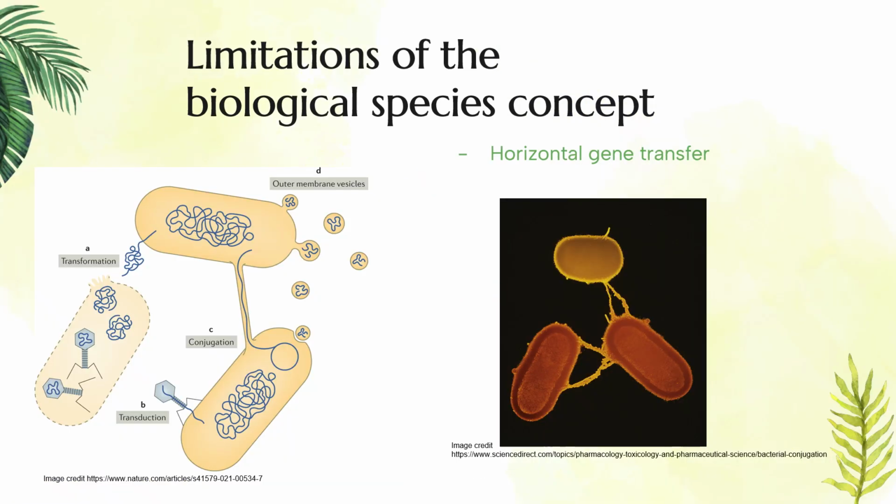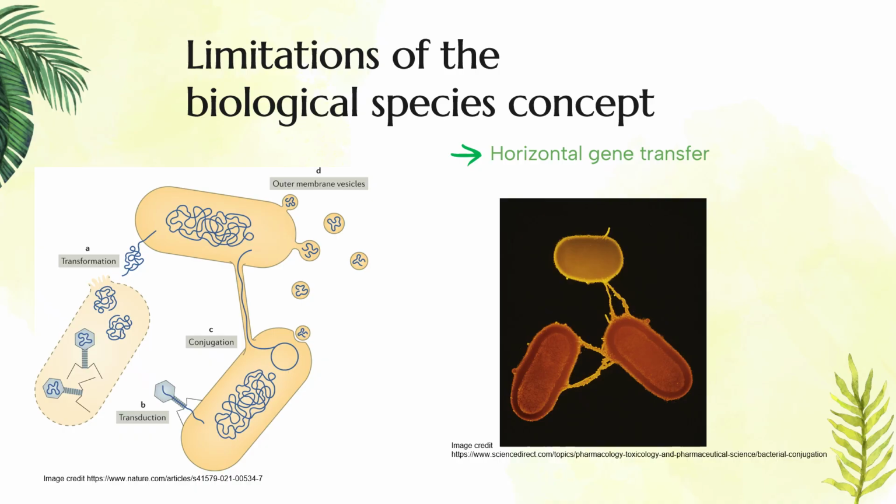Another limitation of the idea of what a species is comes from bacteria. Bacteria are pretty cool. They can carry out this thing called horizontal gene transfer. Most of the time when we think about gene transfer, we're thinking about vertical, from parent down to offspring. But bacteria can transfer their genes horizontally from one bacteria to another, not to their offspring necessarily, but to an entirely different bacteria.